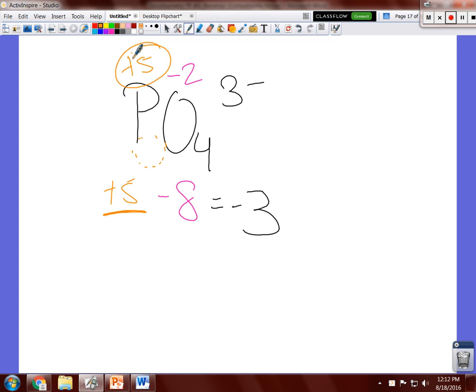So it's simple, basic math, algebra. You just got to know really 4 rules. Is it neutral or charged? What the metal is, fluorine, oxygen, and hydrogen. Okay, so 5 rules. But they're really simple.